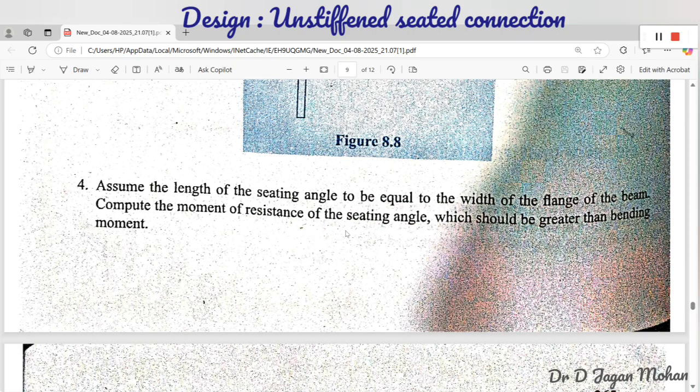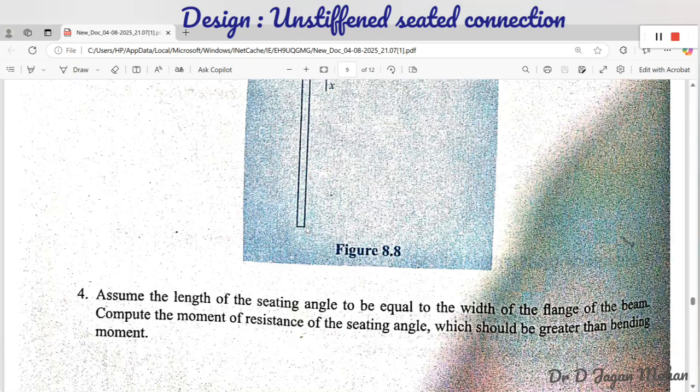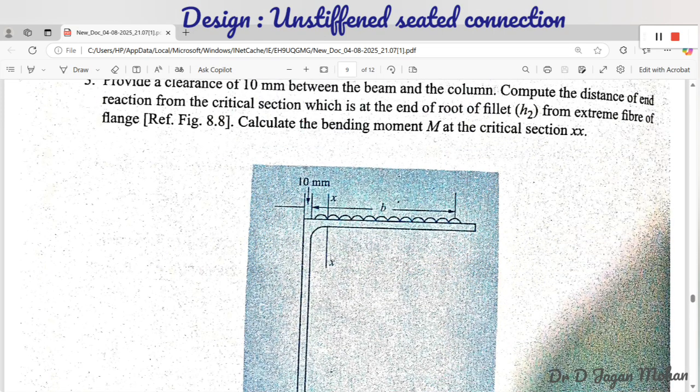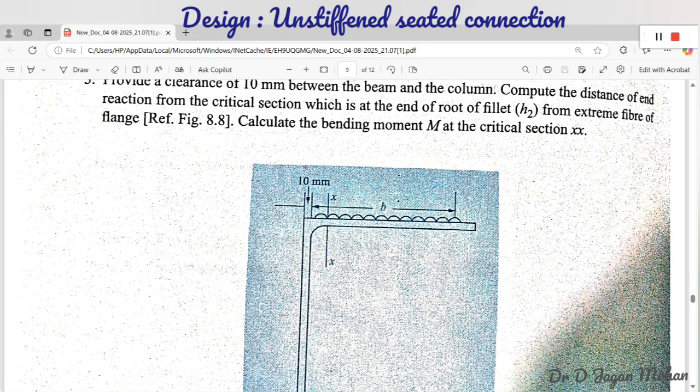Compute the moment of resistance of the seat angle, which should be greater than the bending moment. So you have to calculate the bending moment at the critical section XX here. Your design moment should be greater than the occurring bending moment. That is the criterion for the bending moment.